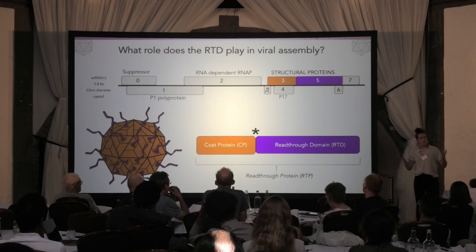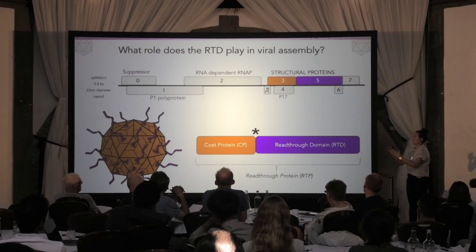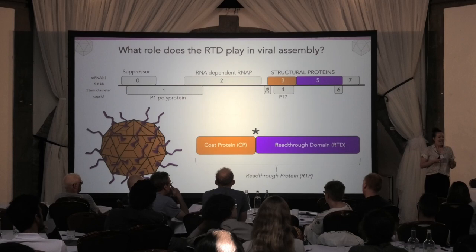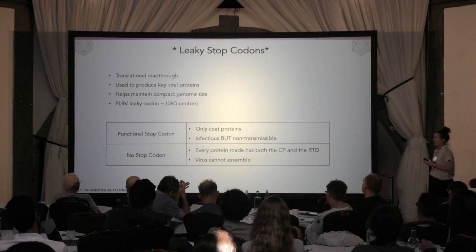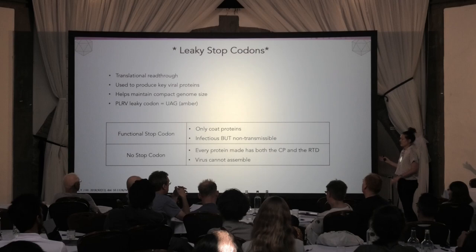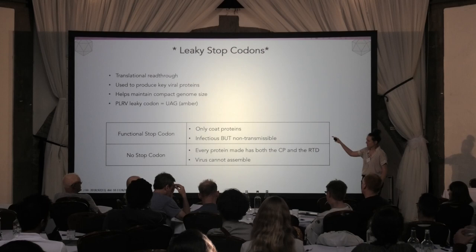The full capsid is made up of some combination of just coat proteins, but also some of that elongated version, some combination with read-through protein as well. How often does the leaky stop codon get read through? I can tell you greater than 0 and less than 100. That's something we're also interested in looking at. Translational read-through makes key viral proteins. If you make that stop codon functional in this virus, so you're essentially only making coat proteins, that particle will be infectious but not transmissible.